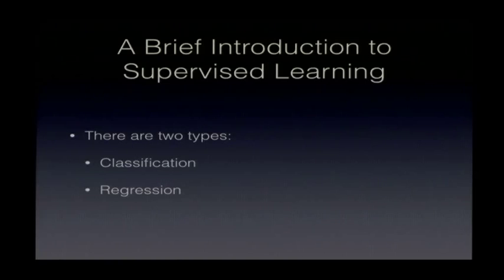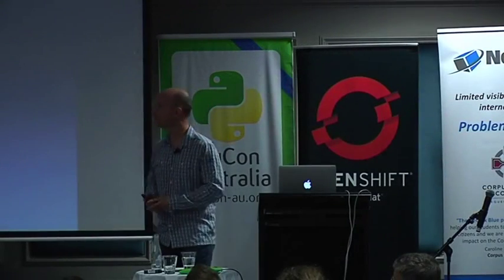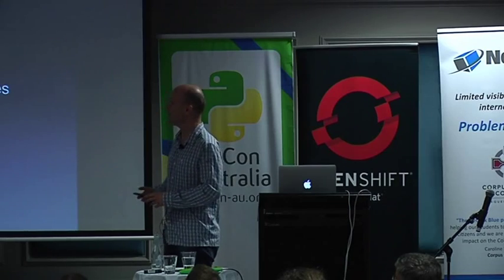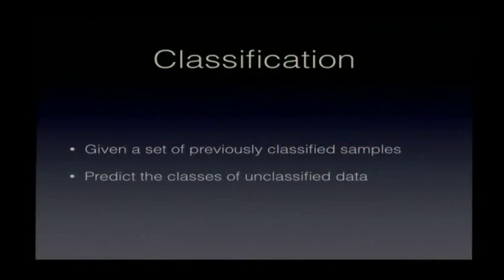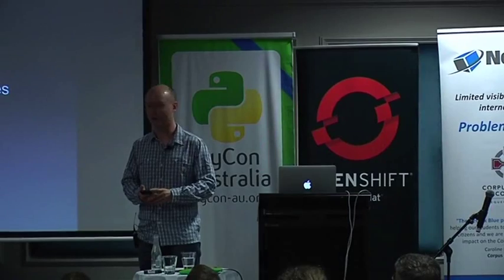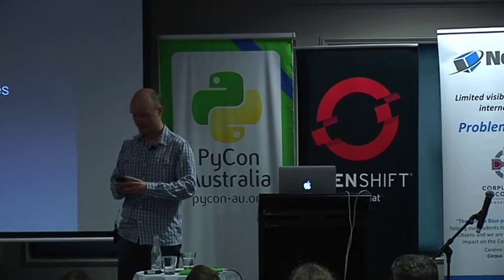So a quick introduction to supervised learning. Random forests are used for, obviously, supervised learning. There are two types of supervised learning, classification and regression. In classification, you're given some data and it's already been classified, right? So you're given several data points, usually thousands of data points, tens of thousands, millions, and you've got the classifications of those data points already, okay? And what you want to do is predict the class of unseen data.